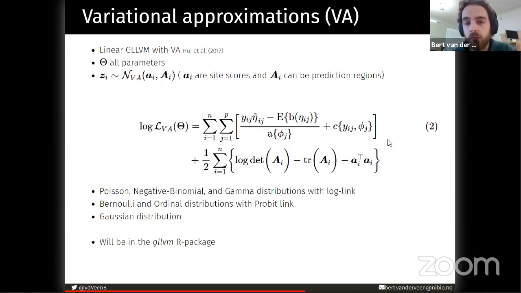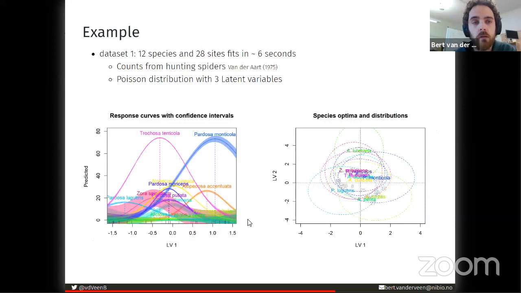Then we have the log likelihood for the quadratic GLLVM in equation 2, where we have this first line, which looks suspiciously similar to a GLM, except for some of the expectations. And then the second line that is due to the VA approximation. We did this for the Poisson, negative binomial and gamma distributions, Bernoulli and ordinal, and the Gaussian distribution. And then we plan to add this to the GLLVM package as well.